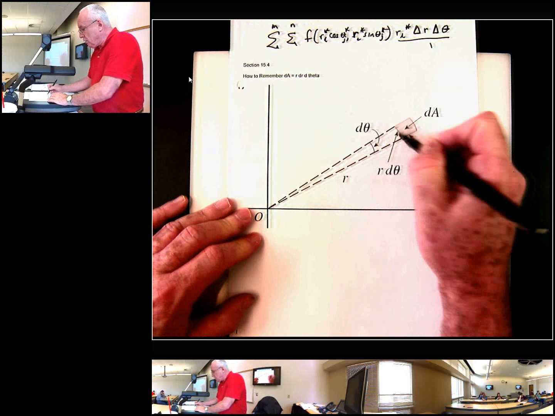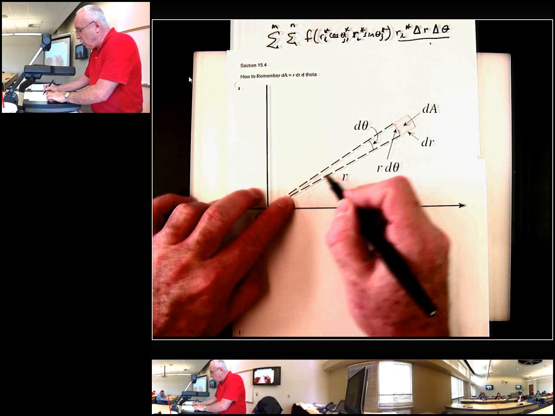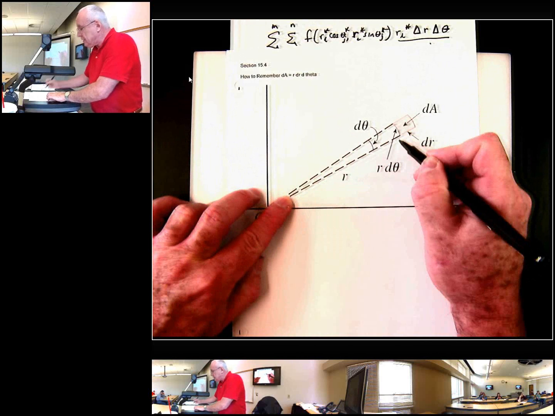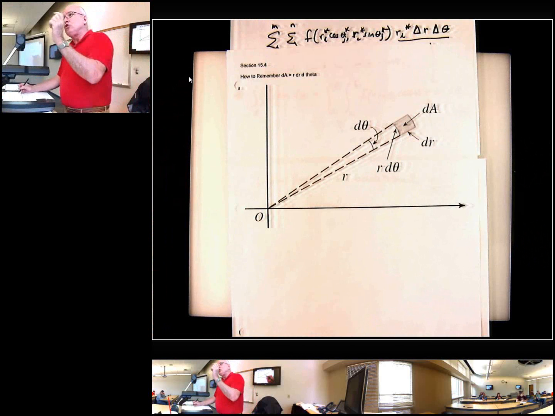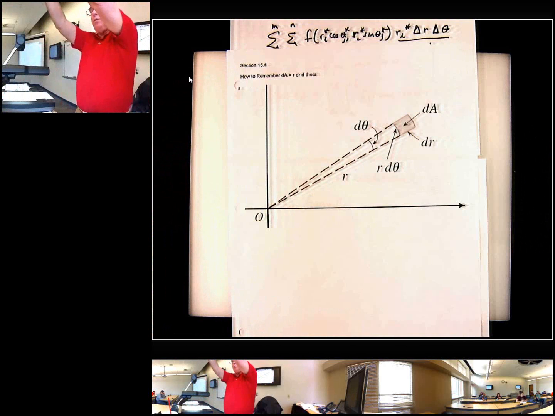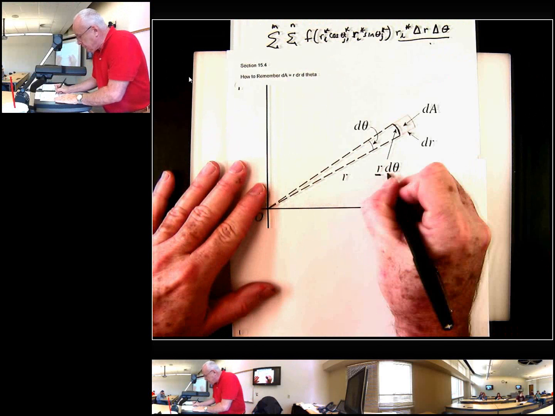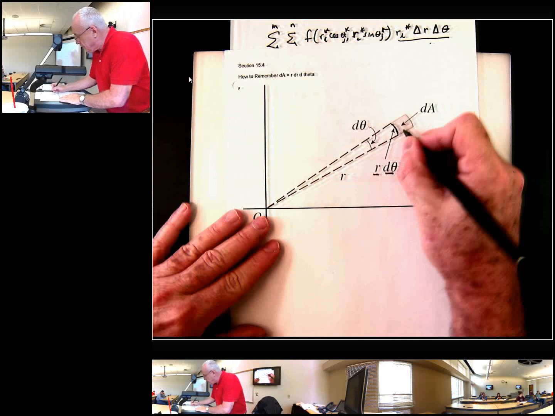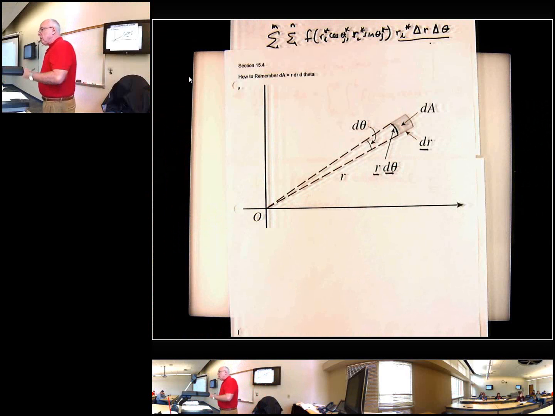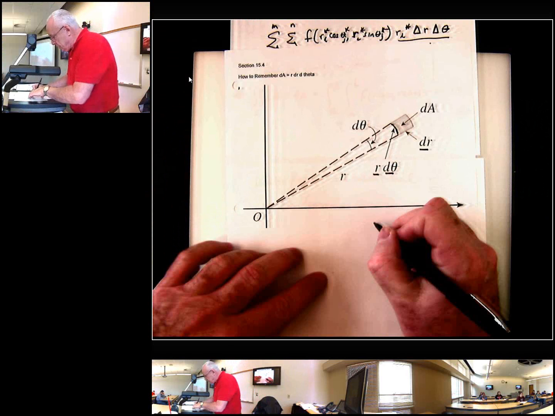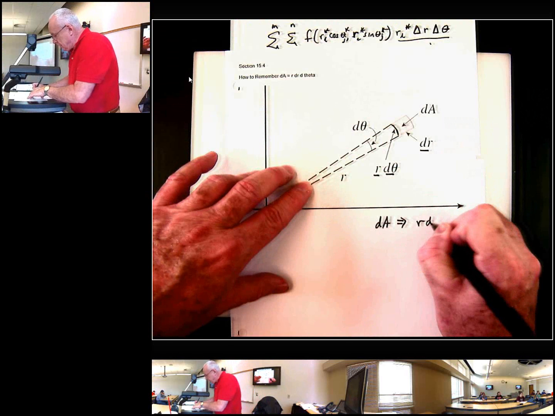The width here is our central angle theta, but notice as r goes out, that distance is increased proportional to the r, because it keeps going out further and further. So this length right here is r d theta. The other length is dr. So that becomes r dr d theta. dA gets replaced by r dr d theta.